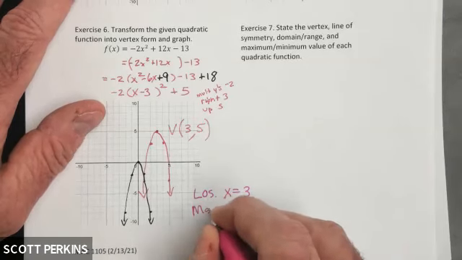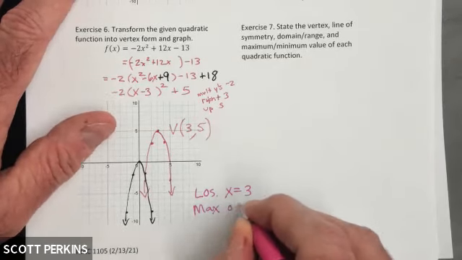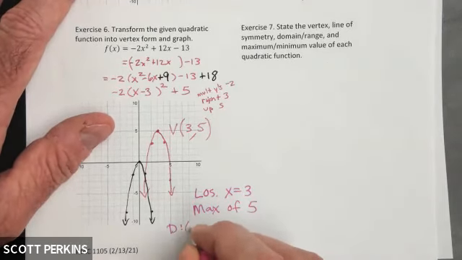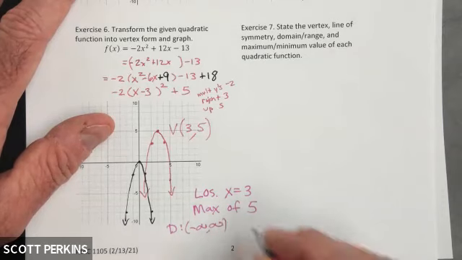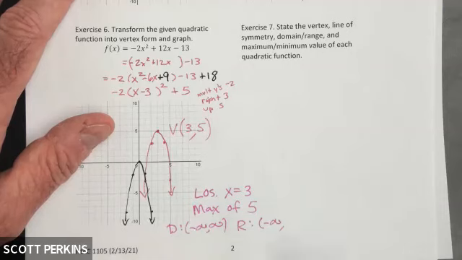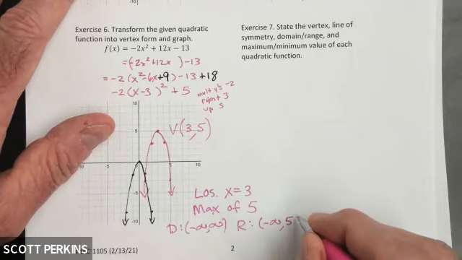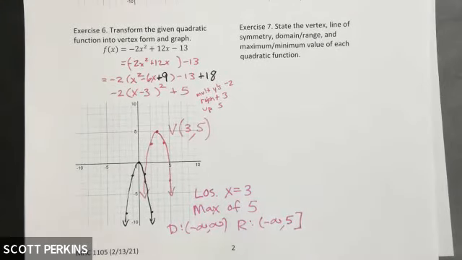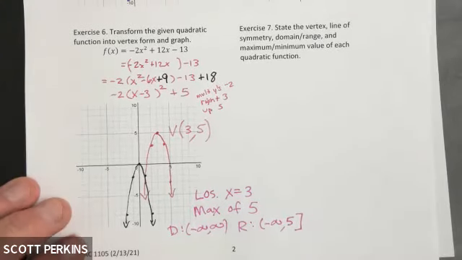So this one has a maximum, and that maximum value is 5. And then the domain and the range, again, the domain, boring, negative infinity to infinity. The range, a little more exciting, is negative infinity because it doesn't stop going downward, all the way to 5 as the maximum value. All right, there's a lot there, and I know completing the square is a tough thing, but please practice, do your homework.